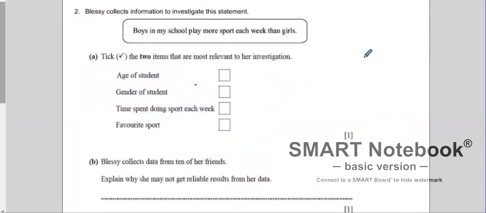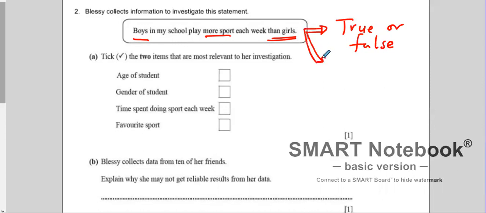Okay, we have this question number 2. Now this question number 2 says, Bless collects information to investigate this statement. We are given this statement which says, boys in my school, the school of Bless, play more sport each week than girls. So this is the statement which can either be true or can be false. And this statement, which can either be true or false, is known as the hypothesis. So the hypothesis is the statement which has to be investigated. All right, so Bless is collecting information to investigate this hypothesis.